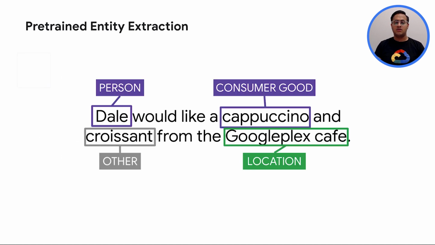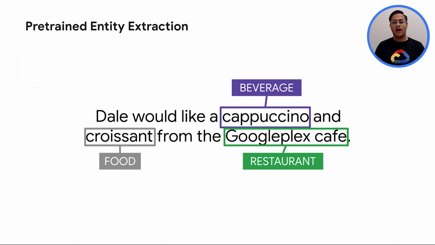Another use case could be in terms of entity extraction. Our pre-trained entities may be a bit generic for your use case. For example, cappuccino here is recognized as a consumer good. You can then train an AutoML model to perform custom entity extraction. In this case, it is able to recognize cappuccino as a beverage.